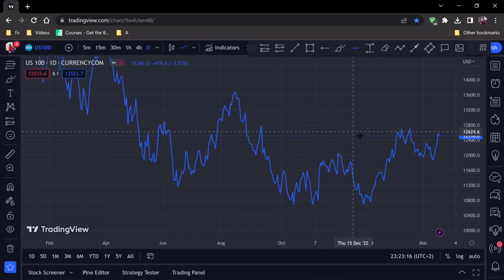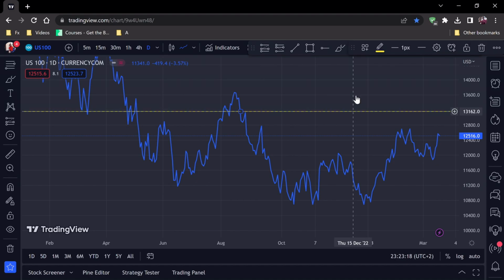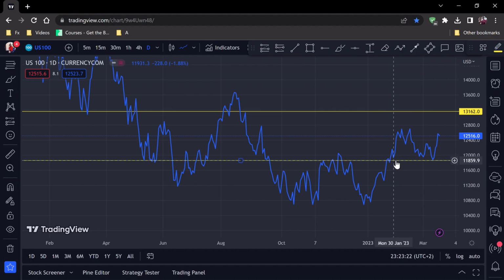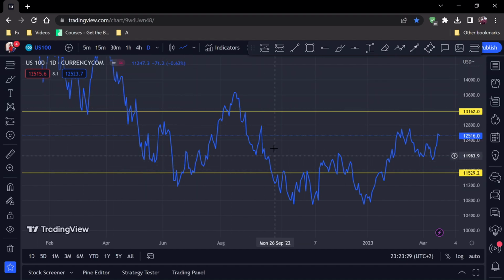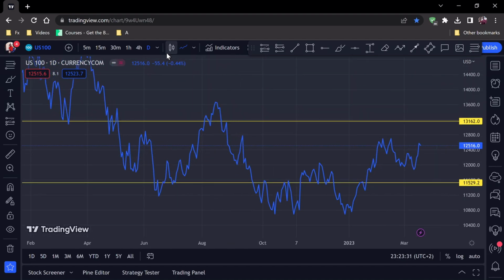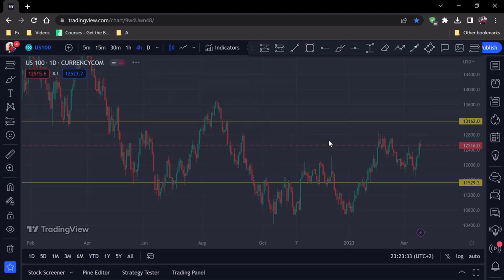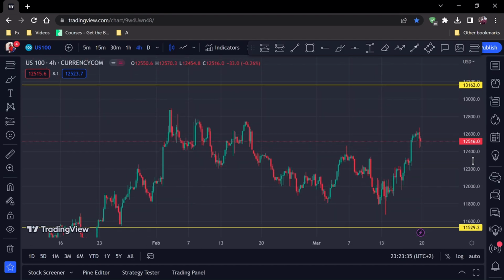Right now, we are looking at Nasdaq. So we're gonna plot our weekly high and our weekly low. Let's just take that low down a bit. That's our weekly high and weekly low. And we're gonna go to the candlesticks onto the 4-hourly time frame. Let's just zoom in.